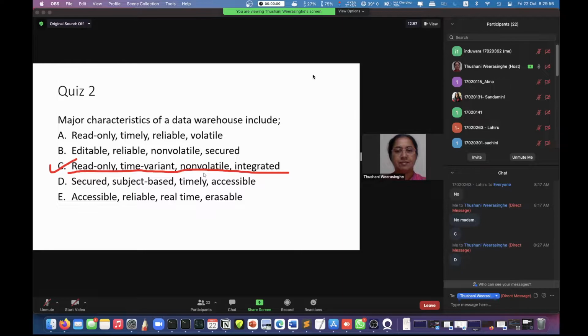Okay, Induvara, all right. Why did you select that? Why didn't you select C? Iromi, sorry. I actually didn't remember the properties properly. Oh, Akna. All right. So that means you have to study about it if you can't remember.